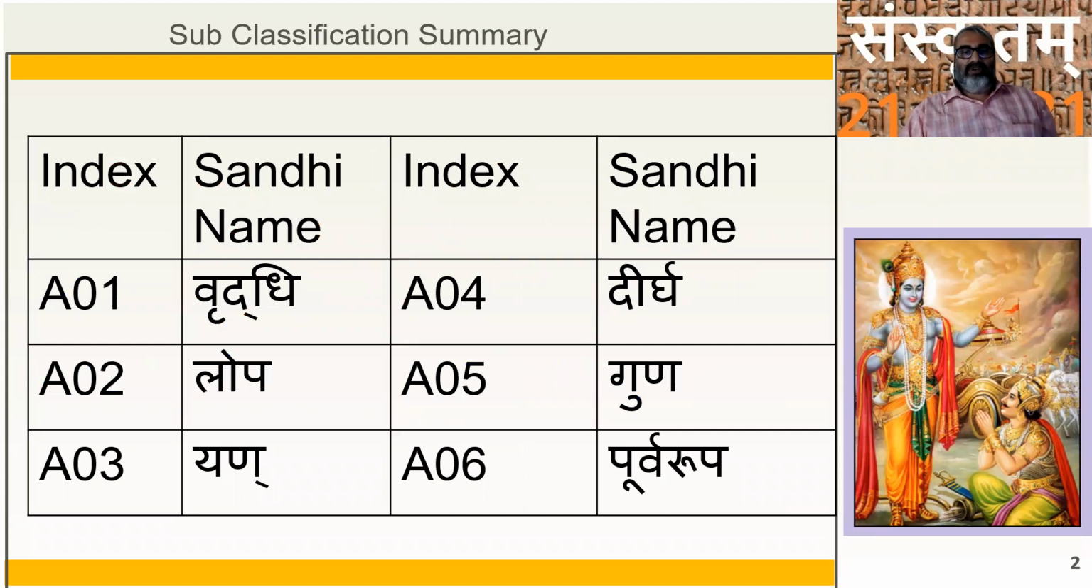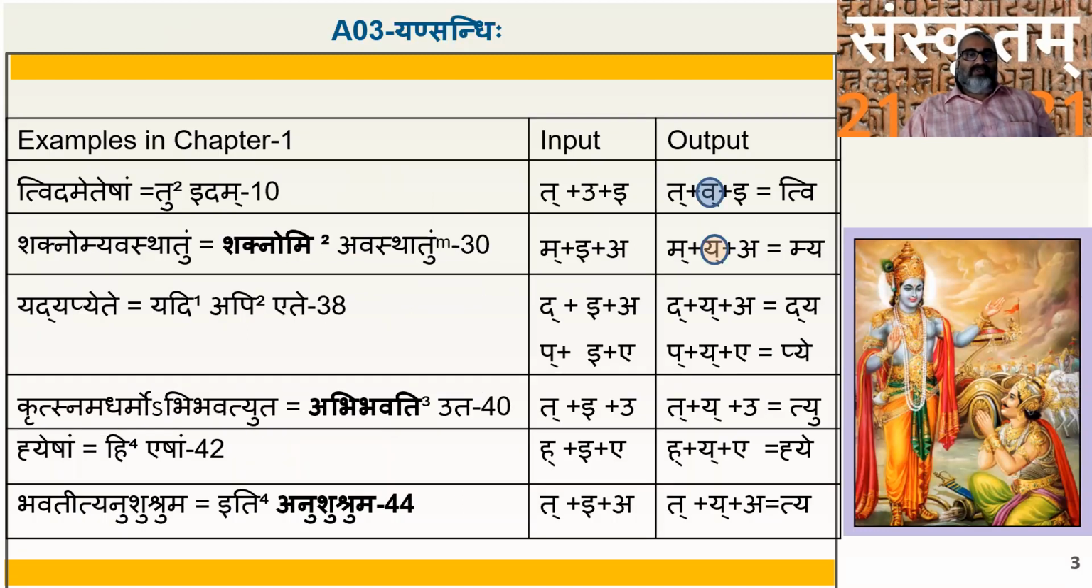As we have seen in the first one, we have classified the Ach Sandhi further into 6 categories: Vriddhi, Lopa, Yan, Dirgha, Guna, and Purva Rupam. Prior to this, we have seen Vriddhi Sandhi. In this one, we are going to learn what is called the Yana Sandhi. Yana Sandhi is one of the most popular. In the Laghu Siddhanta Kaumudi, whenever we teach Ach Sandhi, the first Sandhi that is taught is Yana Sandhi. Now let us look at the examples of Yana Sandhi in Bhagavad Gita chapter 1.